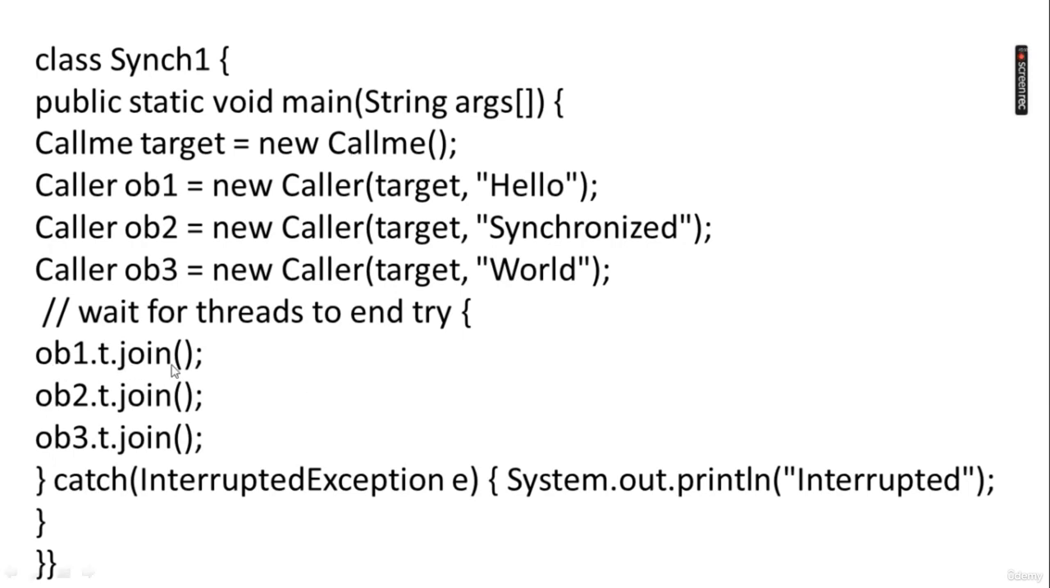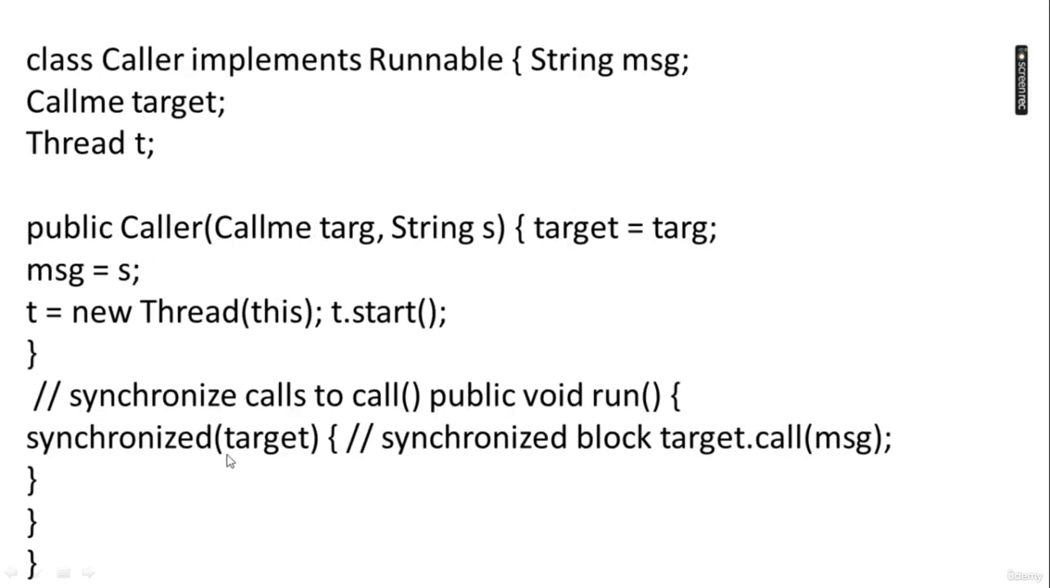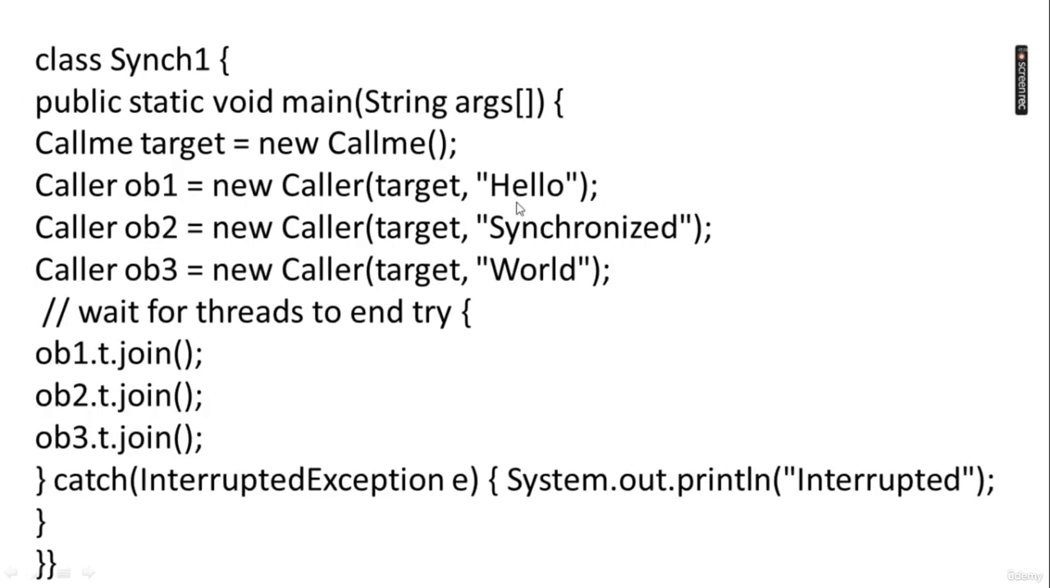Now wait for the threads to end. Object 1 joins, wait for join, object 2, wait for join, object 3, wait for join. So for every object, the run method will synchronize the object that has been passed. The same object has been passed here.